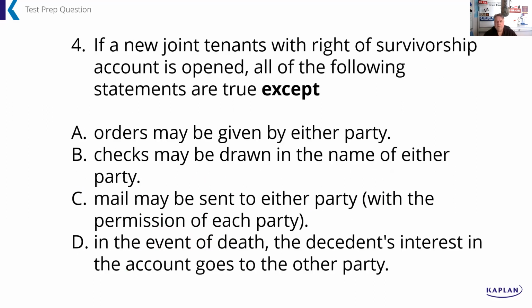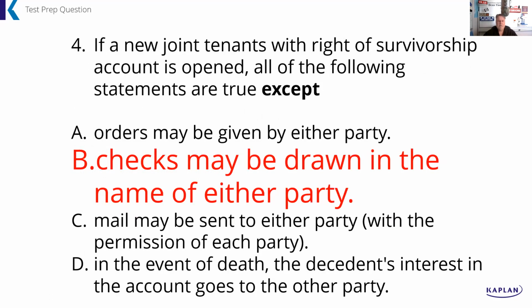If a new joint tenant with rights of survivorship account is opened, all the following statements are true, except... You definitely need to be able to contrast on your exam joint tenants in common, or tenants in common, with joint tenants with rights of survivorship. So we're looking for something that's false here. Be careful on these true-excepts. Orders may be given by either party. That is true. Checks may be drawn in the name of either party. No. We only cut checks to the title of the account. Whatever the title of the account is, that's how we cut the checks. That is false. Mail may be sent to either party with the permission of each party. In the event of death, very testable, the decedent's interest goes to the other party. That's very, very testable, D, to know that. And so the answer there is B. We only cut checks to the title of the account.